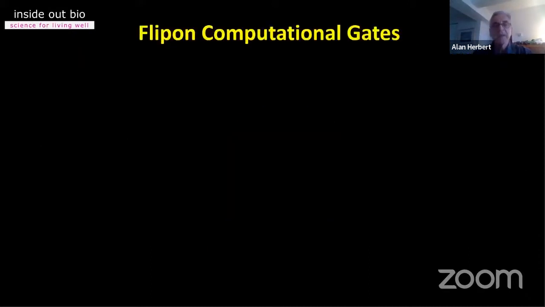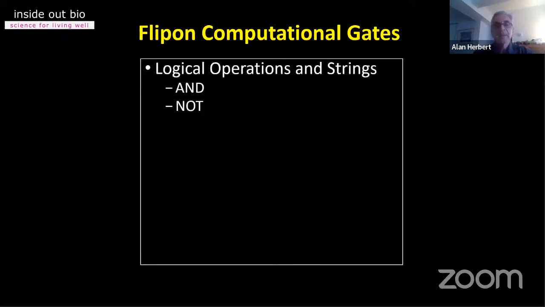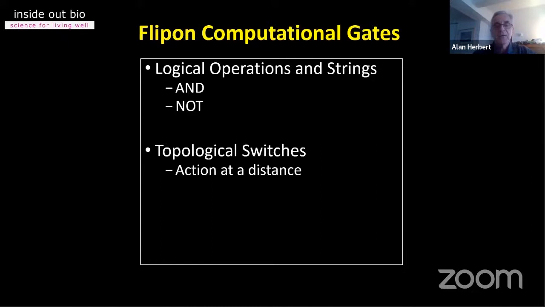So let's talk about the flip-on computational gates. What can you do with flip-ons with this binary 0 or 1 state? And so you can use flip-ons for logical operations, and I'll give you some examples of and, or, not gates that we can make with flip-ons. You can use them as topological switches that allow you to have action at a distance, and you can use them as state switches where you can switch something on or off, or you can toggle it between states.